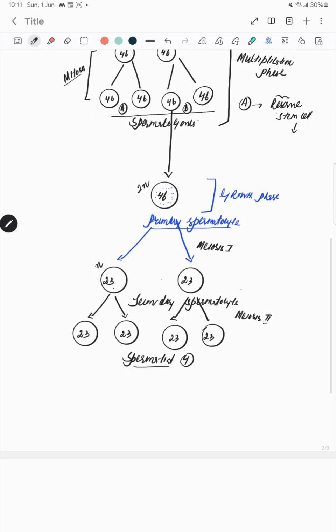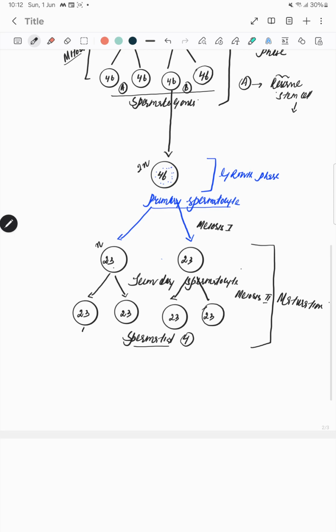So, the primary spermatocyte gets converted into secondary spermatocyte, which gets converted into spermatid. This phase is known as maturation phase. So, remember in maturation phase there are two divisions, one is meiosis first and the second one is meiosis second, and after this phase there is formation of four spermatids.